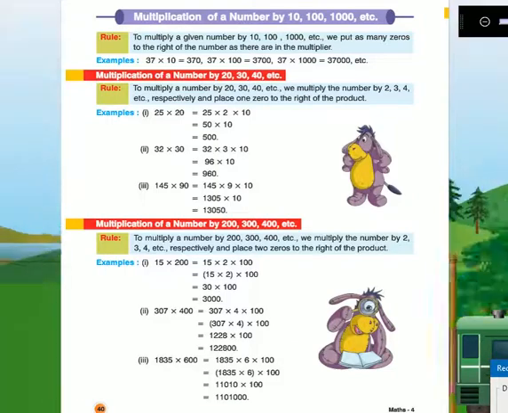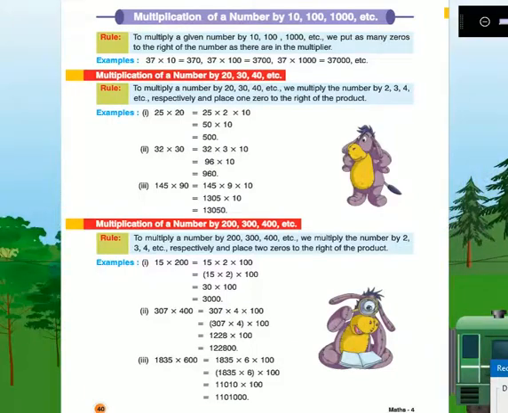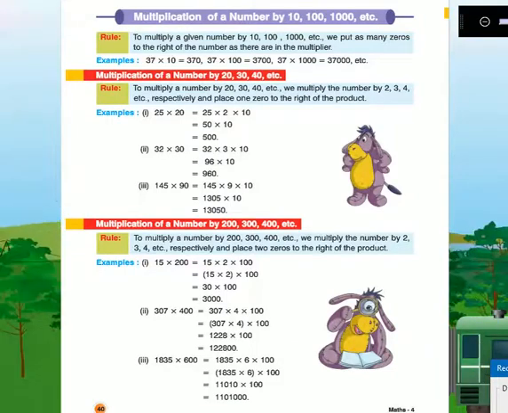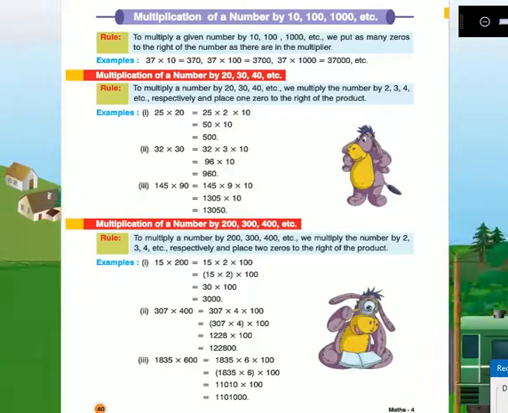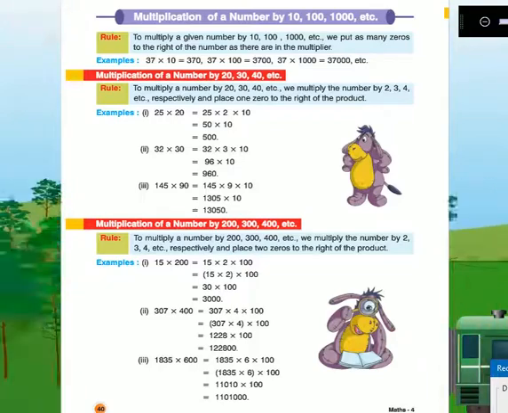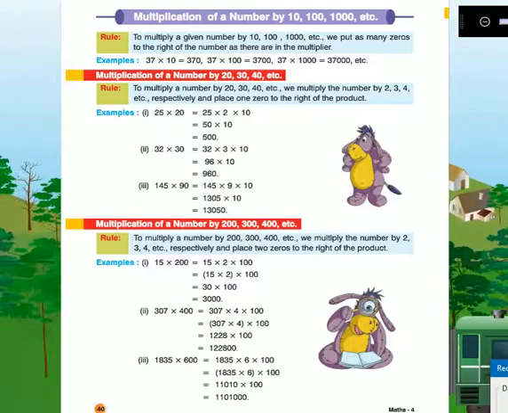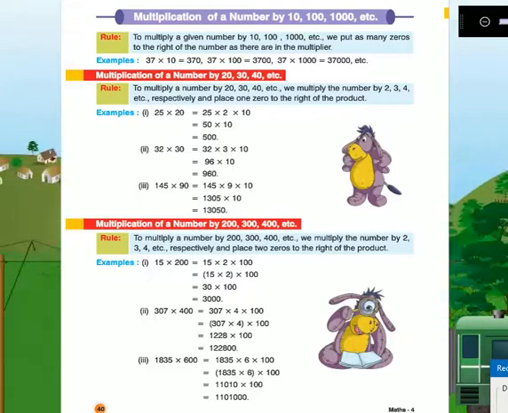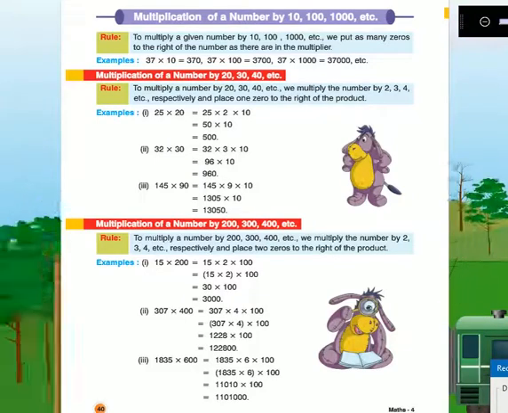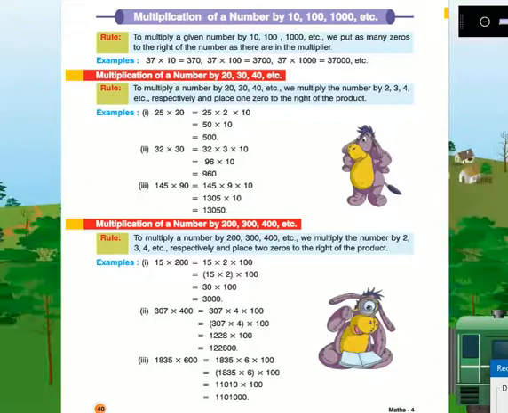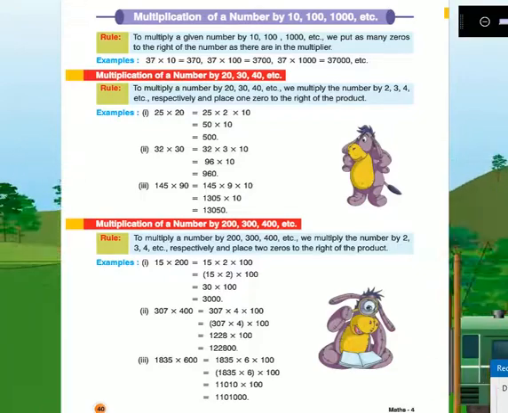Multiplication of a number by 10, 100, 1000, etc. Rule: to multiply a given number by 10, 100 or 1000, etc., we put as many zeros to the right of the number as there are in the multiplier.